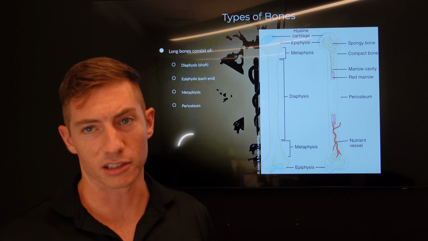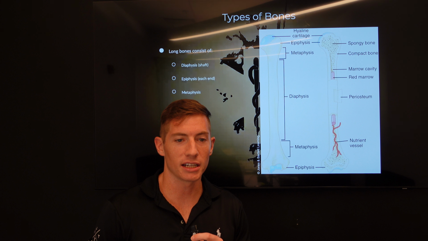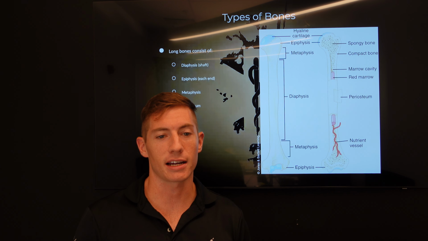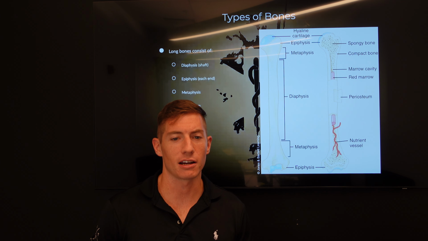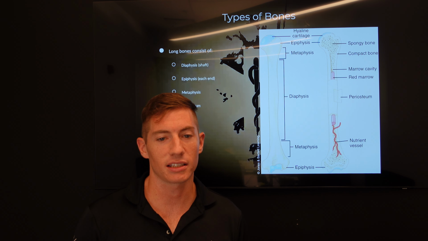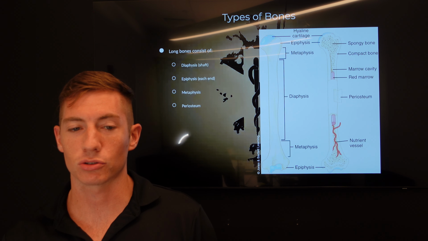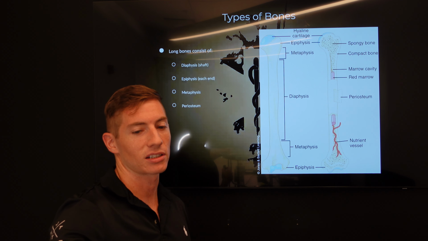Then you have the periosteum. Periosteum is a double layer of connective tissue. It lines the outer surface of the entire bone, with the exception of areas covered by the articular cartilage. It contains a rich supply of blood vessels, lymphatic vessels, nerves, bones, and elastic fibers.